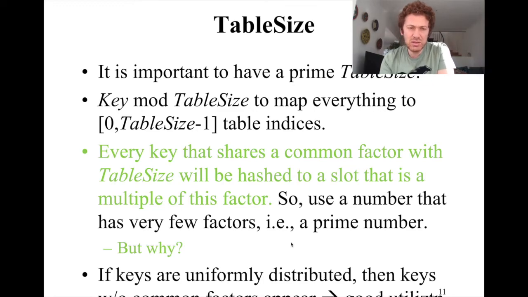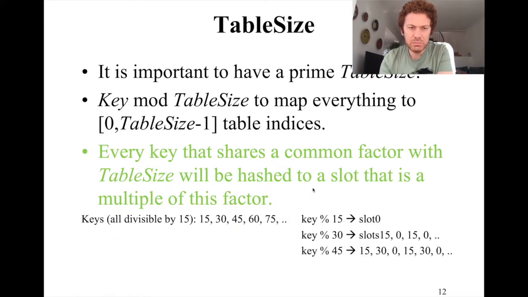Then I don't really have to deal with this prime number issue, because in that case this green statement will not apply. So there will be many keys that don't share a common factor with the table size, and that's why there won't be this bad hashing. But let's now understand this green statement. What I mean is the following.